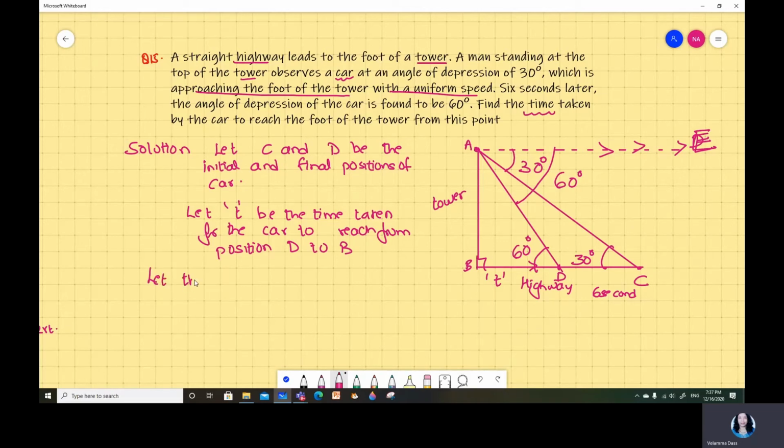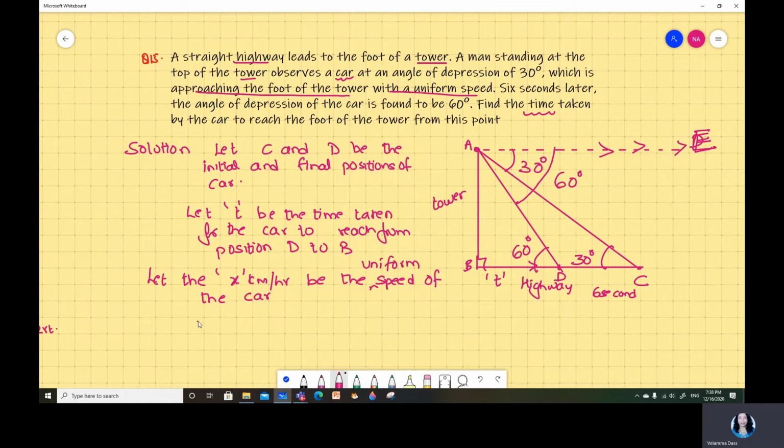Here we will just mention: let x kilometer per hour be the speed of the car. Let x kilometer per hour be the speed of the car, okay, that is taken from C to D. We can say the uniform speed of the car.